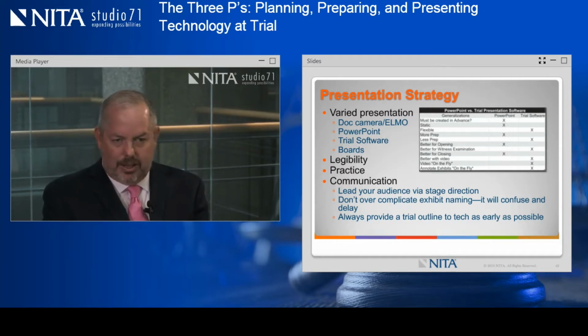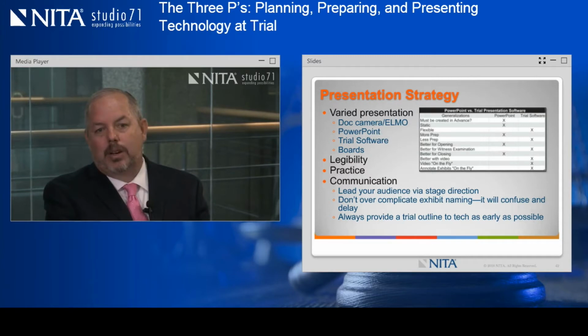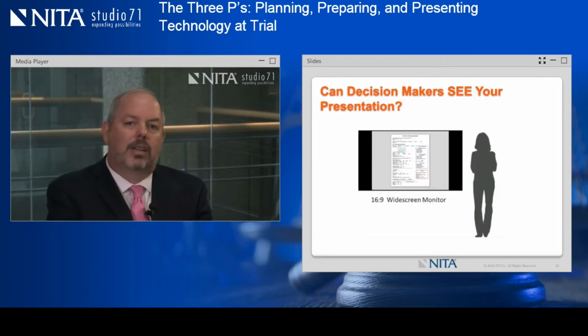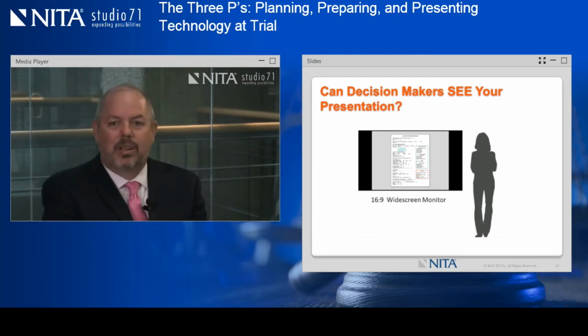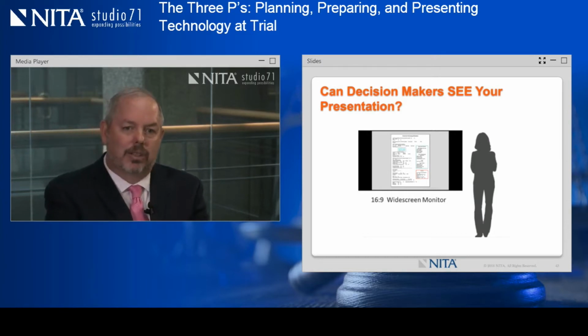On communication, lead your audience via stage direction, which we'll talk about in a second. Don't overcomplicate exhibit naming because it'll confuse people. And always provide an outline to your tech in advance. Now, one thing that's important is that your presentations are legible in the courtroom. Many are not. So you want to make sure decision makers can see your presentation.